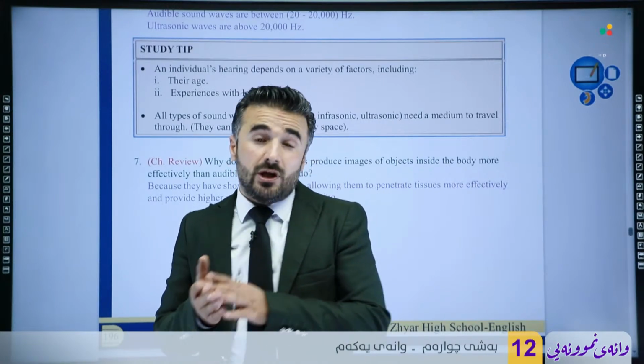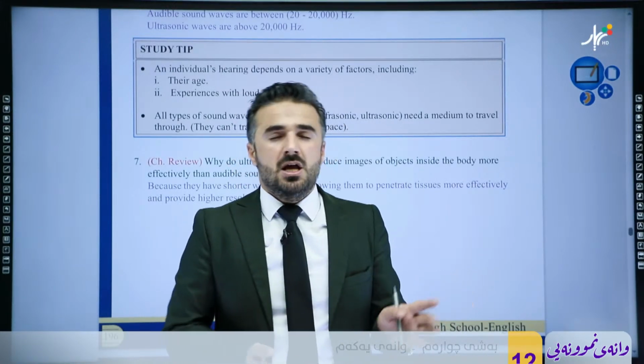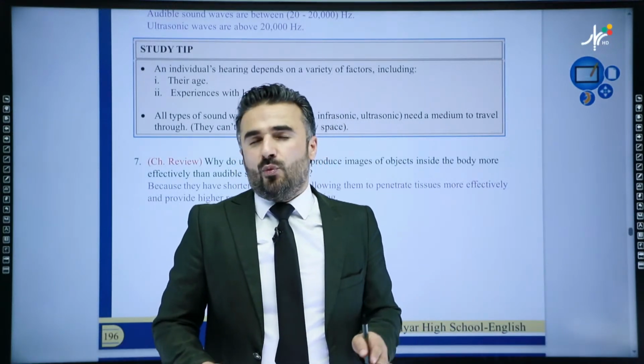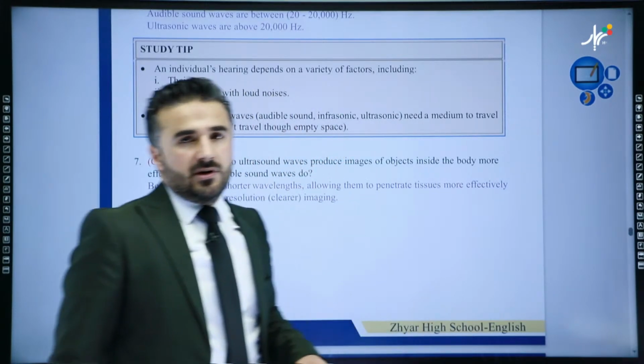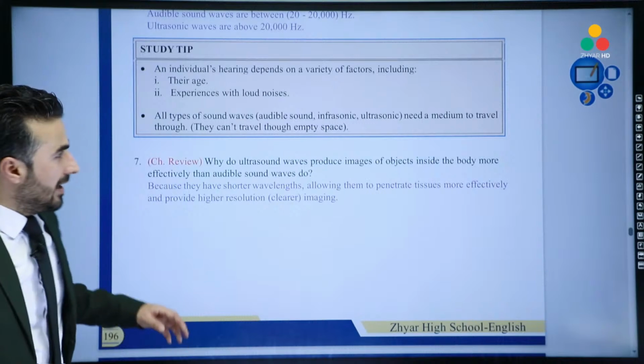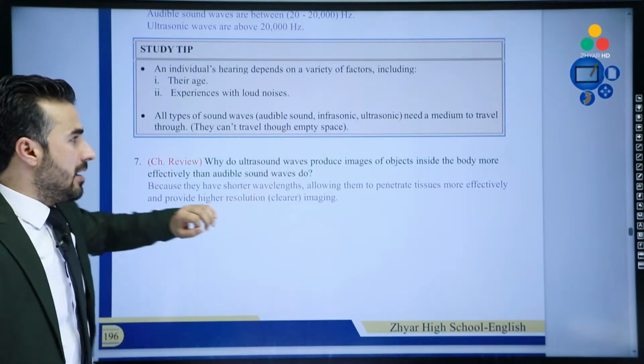But normally, as we grow older, our ability will get lower and lower, or in other words, we don't hear frequencies that are very high. All right, that is the range of hearing, by the way.